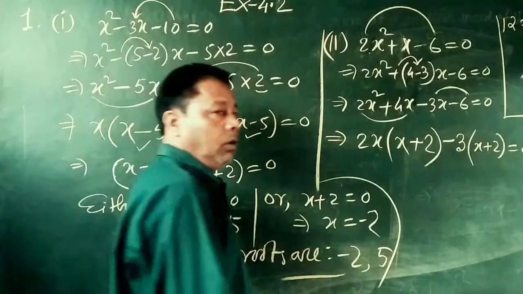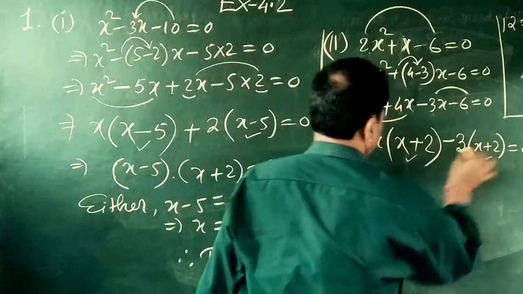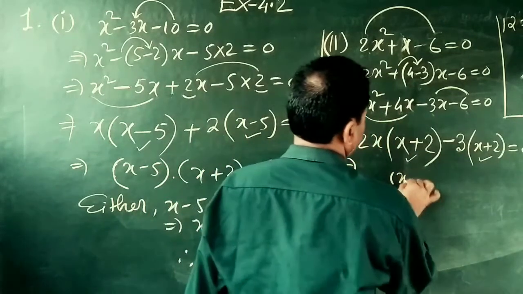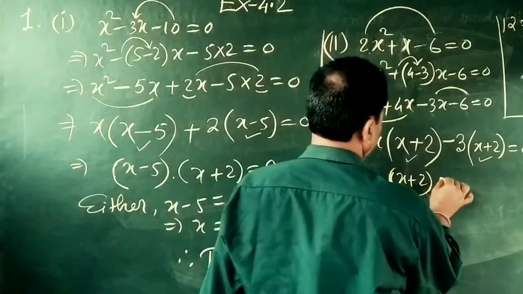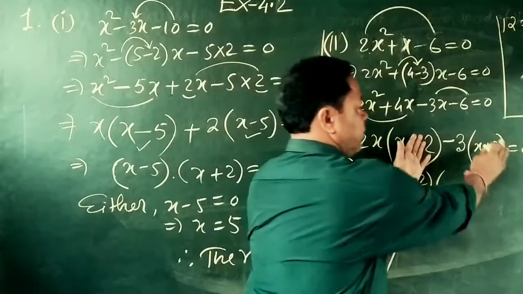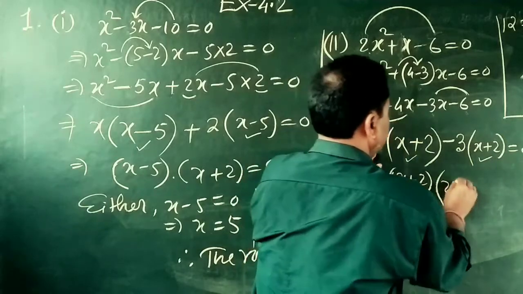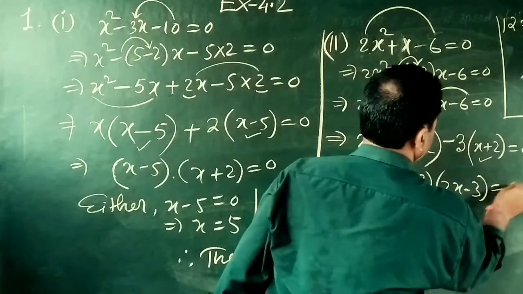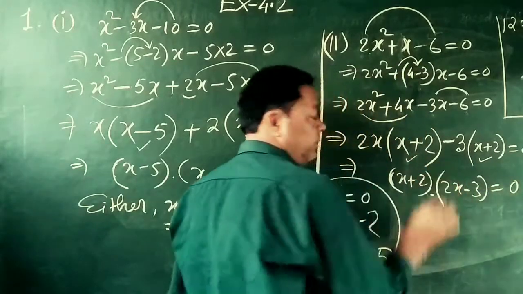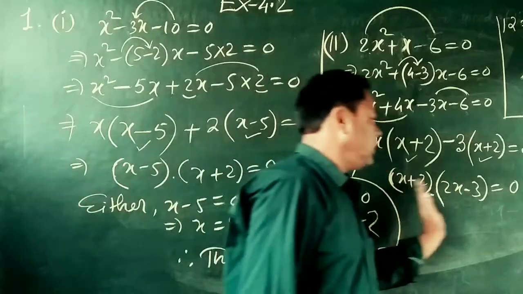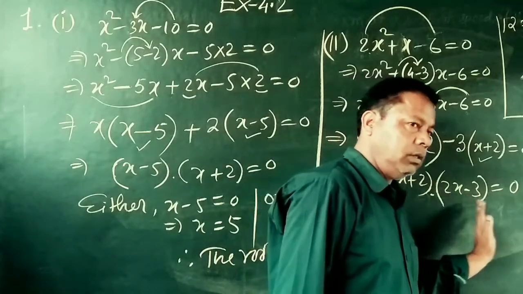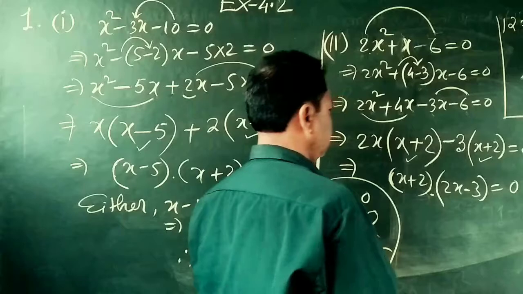Now common in all, both the terms have the same term, that is x plus 2, that is called common in all. And here these 2 terms are written and finished before, then left here for writing is 2x minus 3 is equal to 0. Now when we get product form, then either the first one is 0 or the second one is also 0. We will get 2 roots.